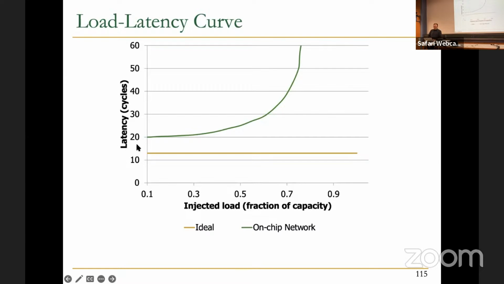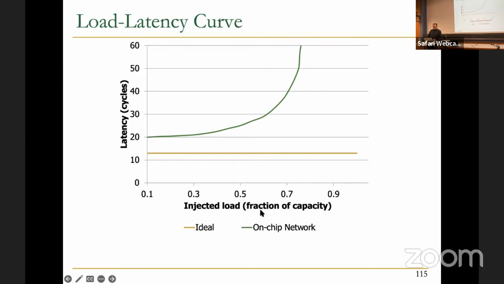But this is your ideal latency, and this is your actual latency because of the routers that you have at zero load. Then as you increase the load, your latency gets higher and higher, and at some point you get to the saturation point. And the x-axis here is injected load.